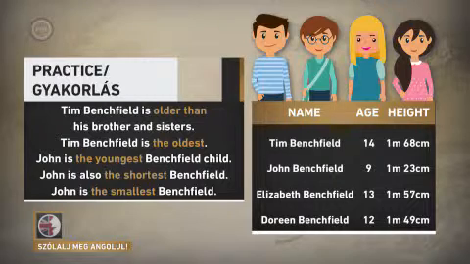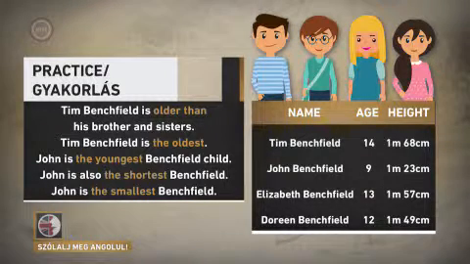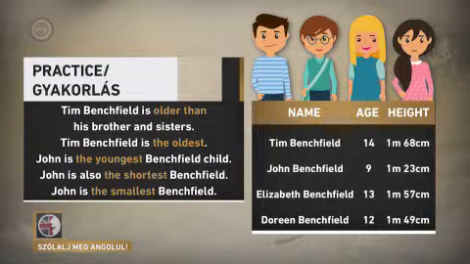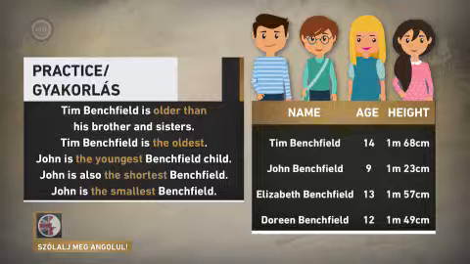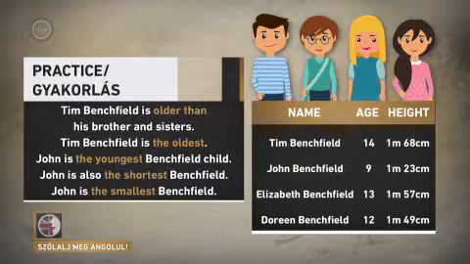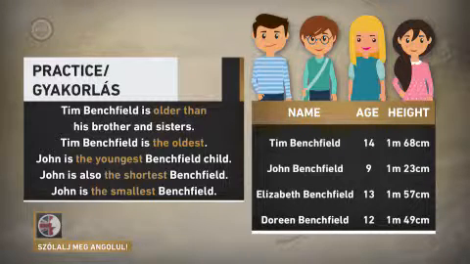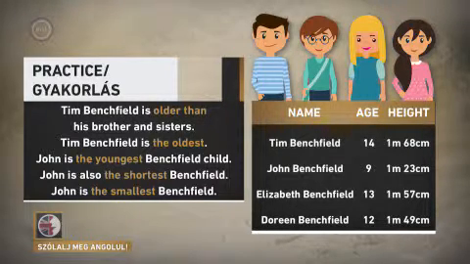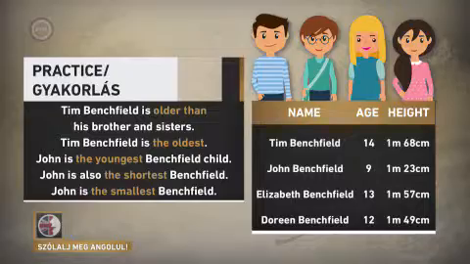Okay, good. Now, for a bonus point, what other sentence can we make about John using a superlative? That's right. Look at the children's heights. John is also the shortest Benchfield. We can also say that John is the smallest Benchfield, but the shortest is better because the opposite of tall is short, not small. But a lot of people make this mistake, and it's not a big mistake. Good. Now, let's practice with some other adjectives. Thank you, Benchfield kids. You were a great help.